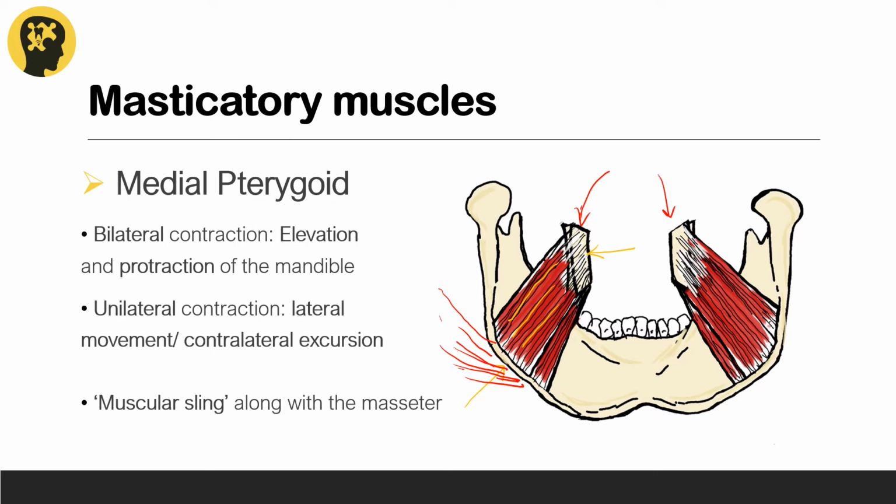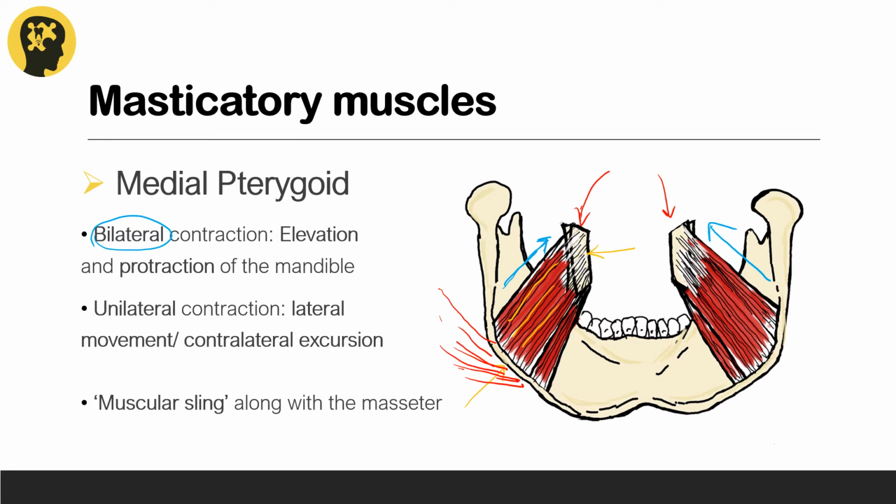Alright, coming back to the medial pterygoid muscle. The mandibular movement that occurs because of the contraction of this muscle depends on whether it's a bilateral or a unilateral contraction. Let's look at bilateral contraction first. If the medial pterygoids of both the left and the right sides were to contract together, because of the orientation of these muscle fibers, this would result in a forward and upward movement of the mandible. So it's responsible for protraction and elevation of the mandible.